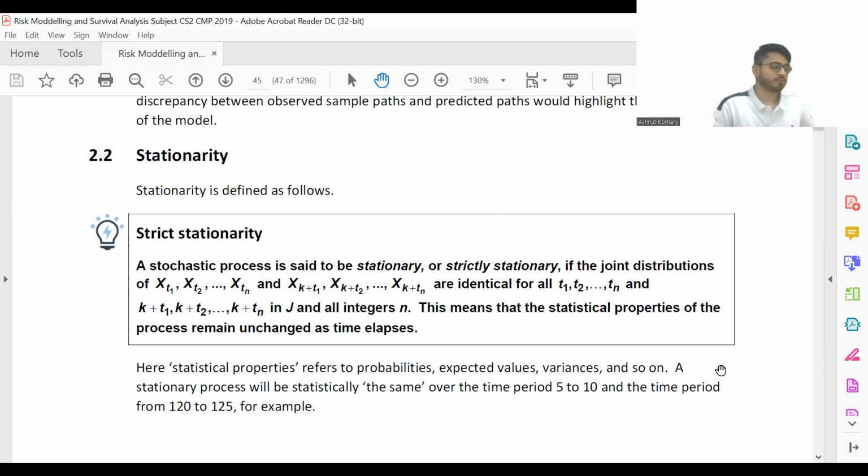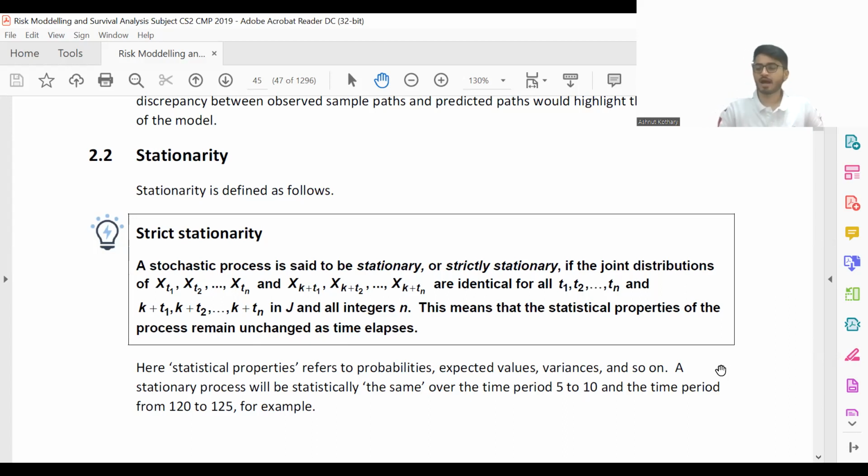Next, give the definition of weakly stationary. Again, is the concept of strict stationarity clear? What it means is that the statistical properties of the process should remain unchanged as time elapses. So whether we are looking at the distribution of say x1 or x2 or x10 or x20 and so on, the statistical properties of all of these should remain the same. Then the process is said to be strictly stationary in nature.